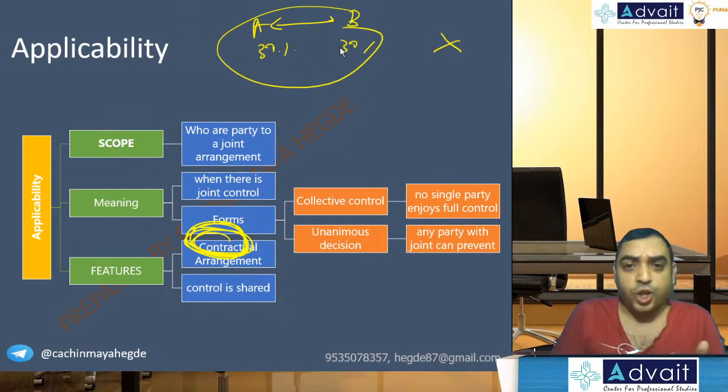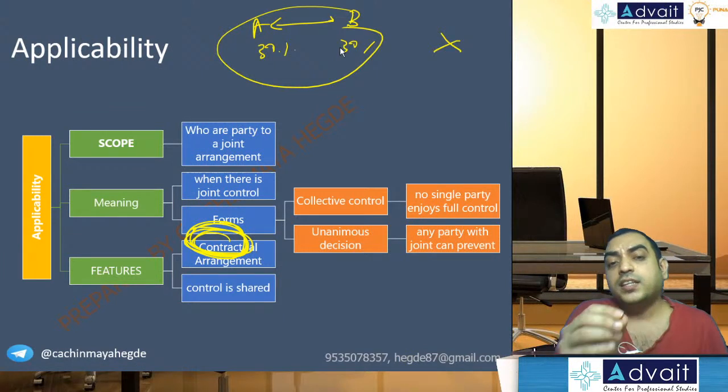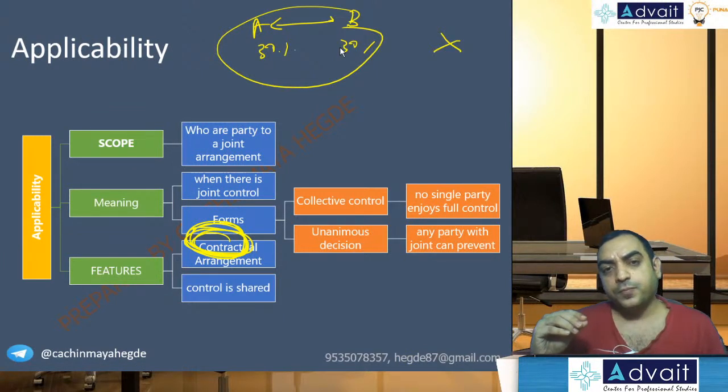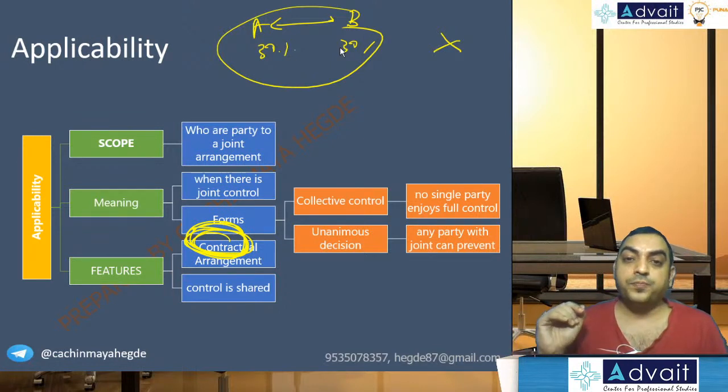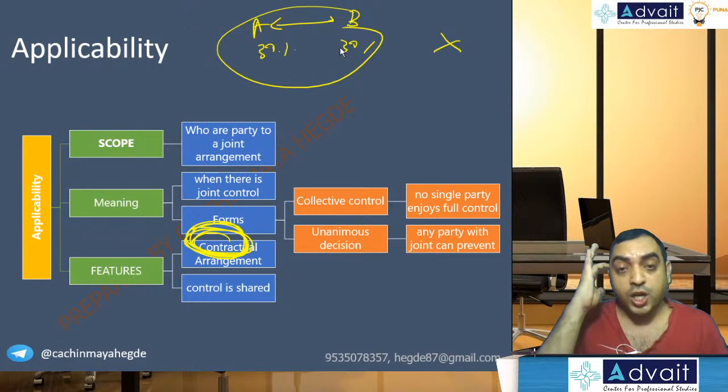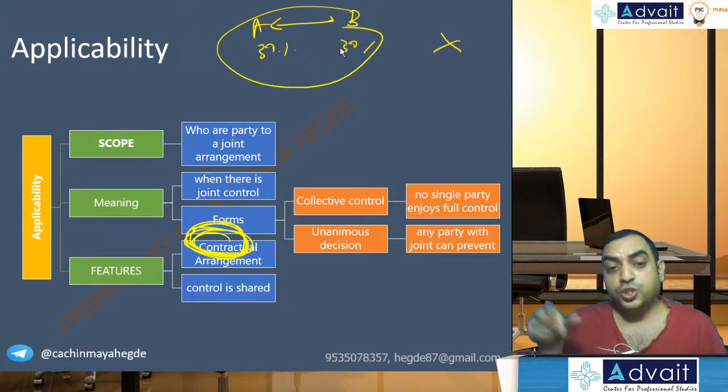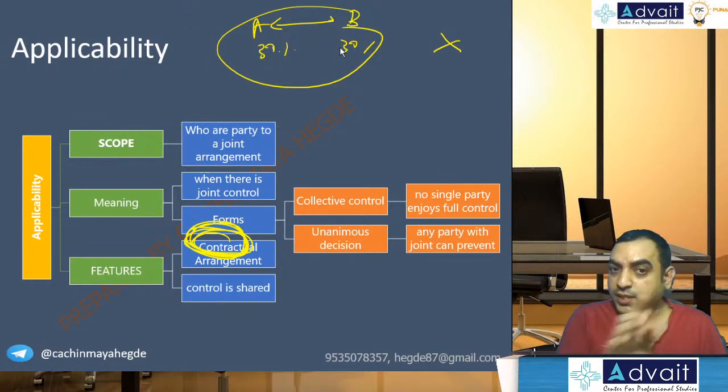That agreement need not be in writing, but there has to be some sort of control. It can be in the articles of association also. The articles of association can say unless A and B both agree, it is not passed, the decision is not taken. So control is in the hands of A and B. So mere 30% is not joint control. Together, if they have a contractual arrangement, then it becomes a joint control.